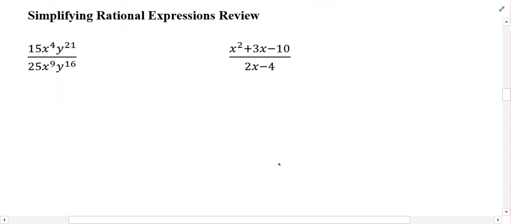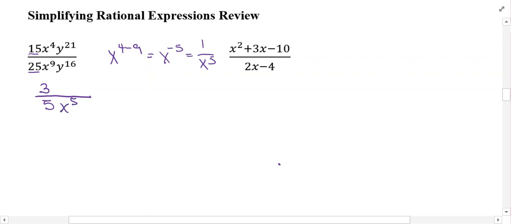In Unit 1, we reviewed simplifying rational expressions. We're going to continue to do that because it's a necessary skill that we need. If I look at 15 and 25, 5 goes into both of them. 5 goes into 15 3 times. 25 divided by 5 will give us 5. Looking at the x's, there's two ways to think about it. This would be x to the 4th minus 9, which is x to the negative 5, which is 1 over x to the 5th. So x to the 5th will go on the bottom.